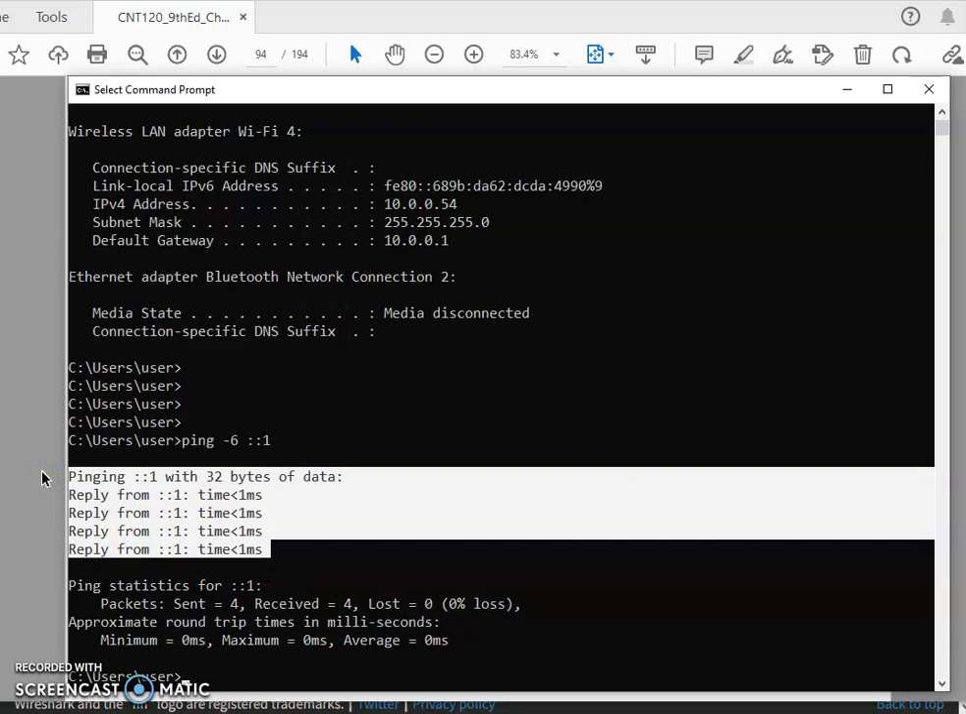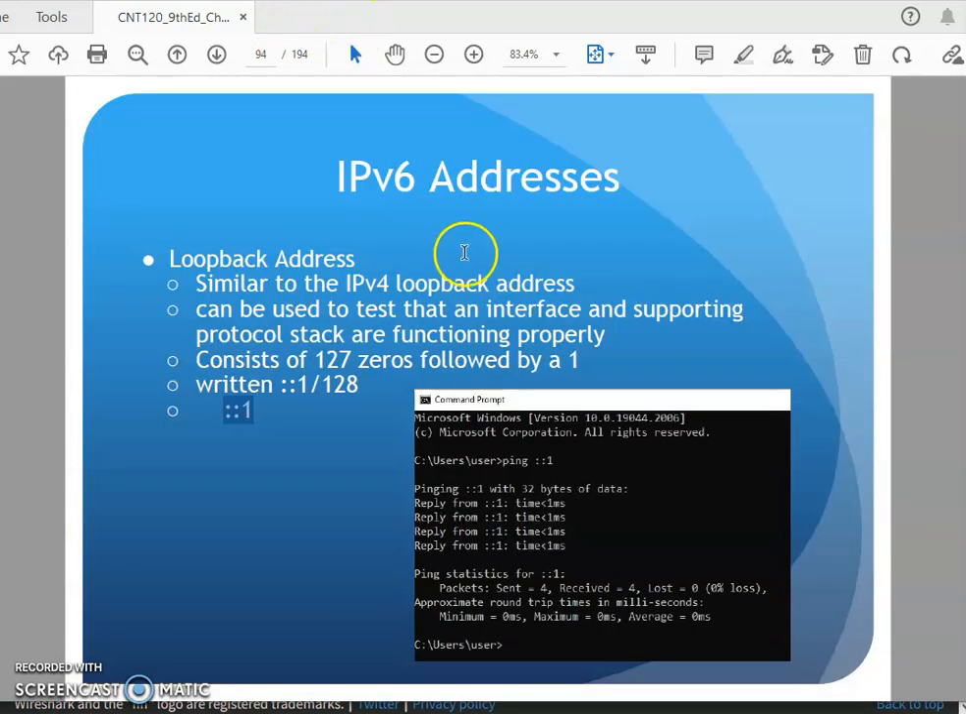And again, just like pinging loopback on IP4, it's checking to see, is TCP/IP version 6 installed? Is it functioning? Is my NIC recognizing that? Again, kind of like reaching out my door and hitting my own doorbell. That is my loopback for IP version 6.